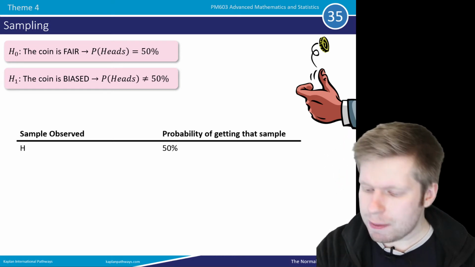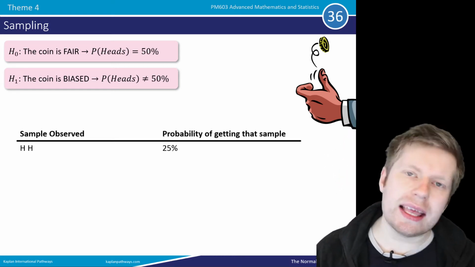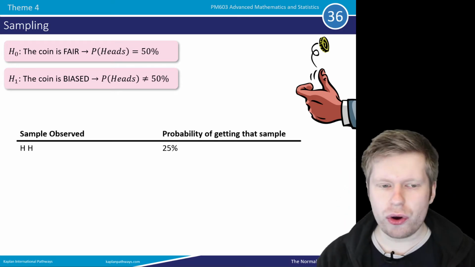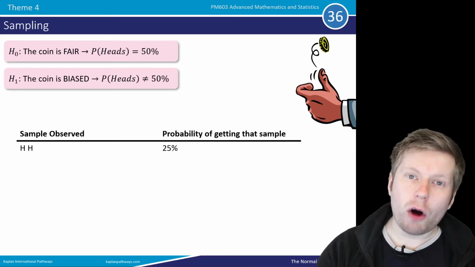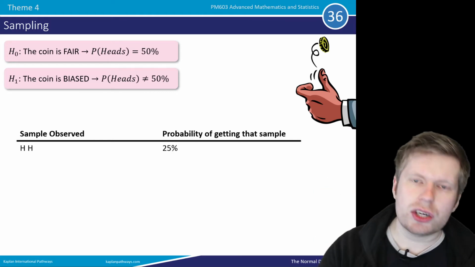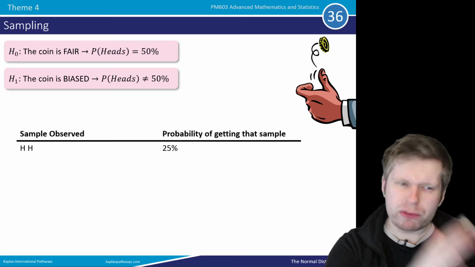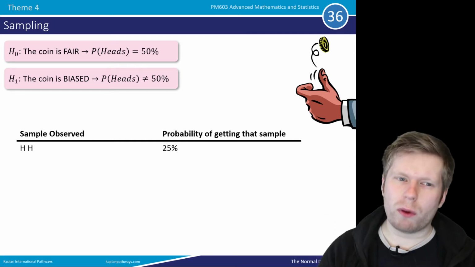So I'm just going to flip the coin again, and lo and behold, it's a heads. Now, I know that if this coin is fair, if that null hypothesis is true, the probability of obtaining this sample, in other words, two heads in a row from two flips, is 25%. You happy? It's just a half times a half, okay? If that null hypothesis is genuinely true.